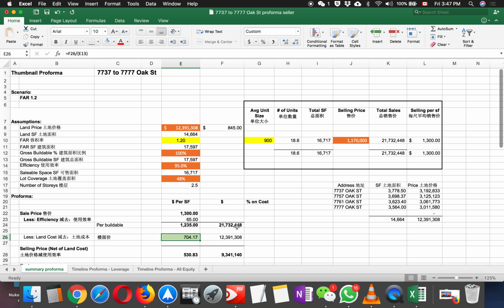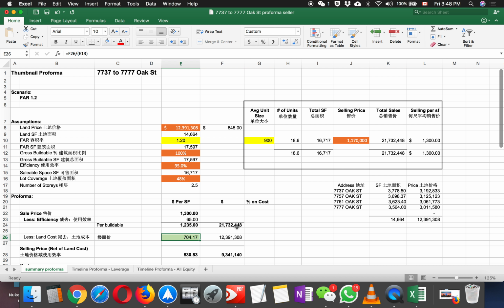Take that number, and then you have the selling price for the land divided by that number, and you get the buildable. Essentially, what a buildable costs is how much it is for the dirt per the square footage you're going to build. Because on the 14,000 square foot lot right here, you can build 17,000, right? So what's the land price for 17,000 square foot that you can build, instead of 14,000 square foot for the lot?